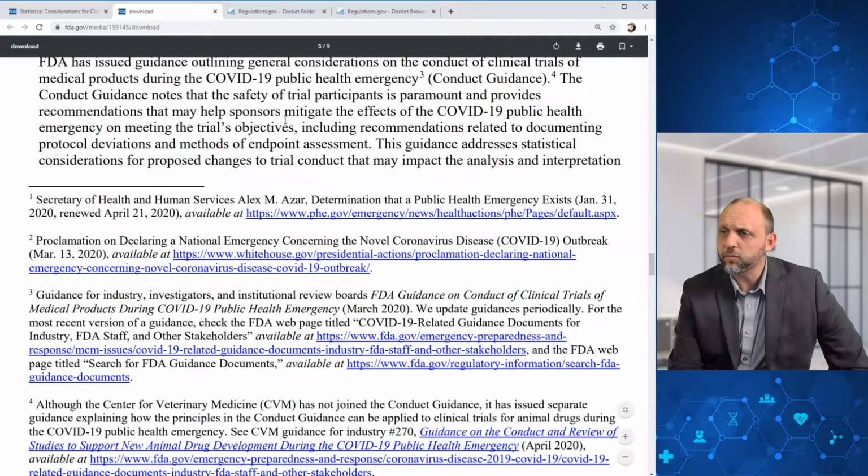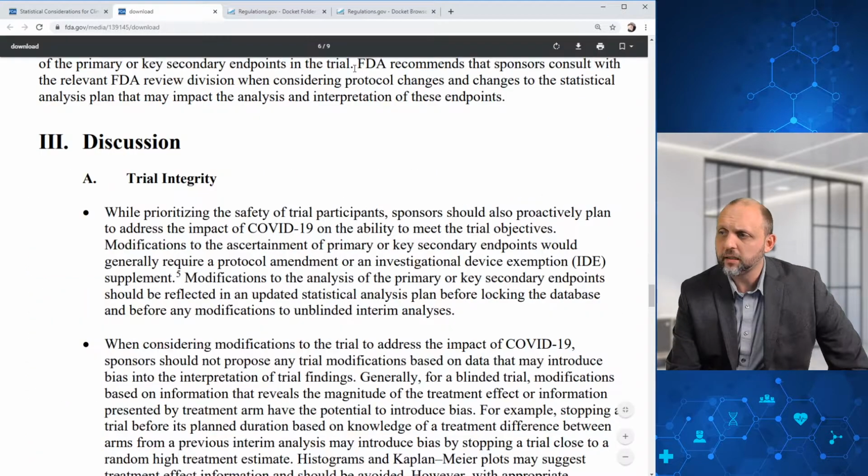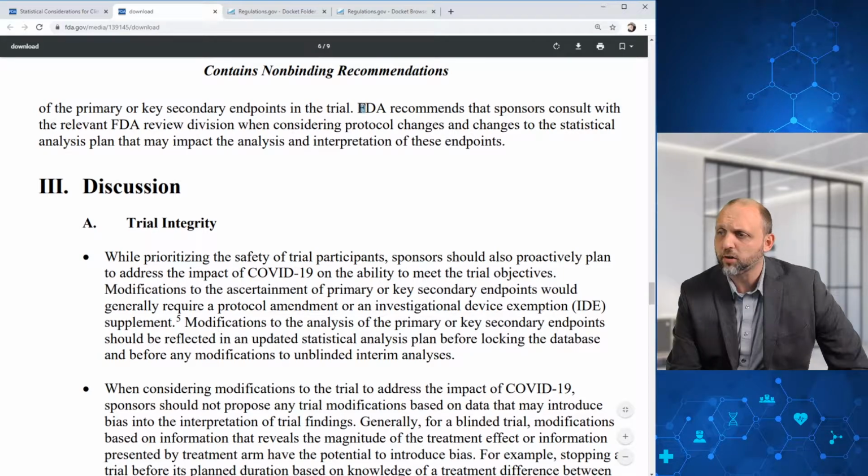Again, a little bit more background information here. And FDA specifically calls out the conduct guidance notes that the safety of trial participants is paramount and provides recommendations that may help sponsors mitigate the effects of the public health emergency on meeting trial objectives, including recommendations related to documenting protocol deviations and methods of endpoint assessment. And here again, useful information in this front matter.